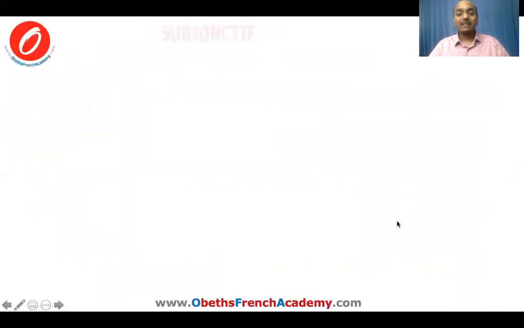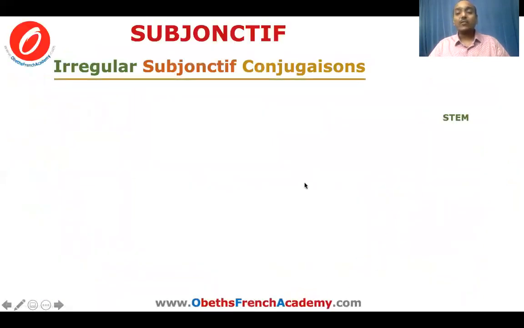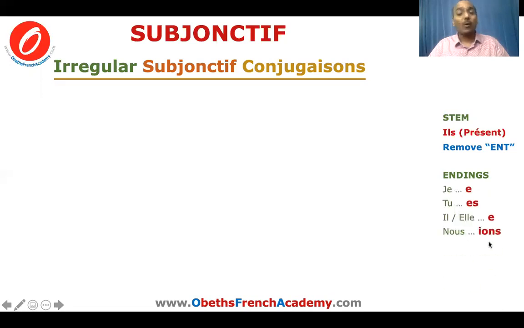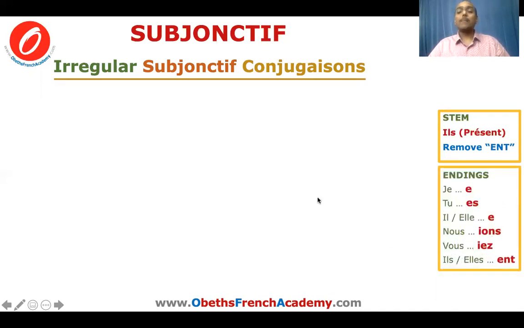Now we're going to see some irregular subjunctive conjugation. You know the general rule for how to get the stem. Go to the ILS of the present tense, remove ENT. You know what the subjunctive endings are? For je, it is E. For tu, ES. For il and elle, E. For nous, IONS. For vous, IEZ. For ils and elles, it is ENT. You know the general rule to get the subjunctive stem, and the general rule to get the subjunctive endings. But there are some exceptions.